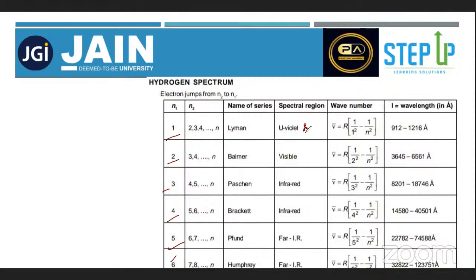Lyman is ultraviolet, Balmer series lies in your visible region, and infrared is later. So you can remember it like this: I used to remember it as UVR, since I used to like UV. So U is ultraviolet, V is visible, and R is infrared.